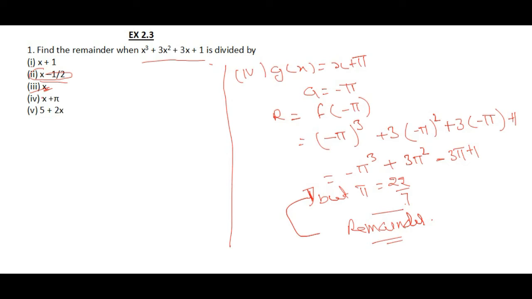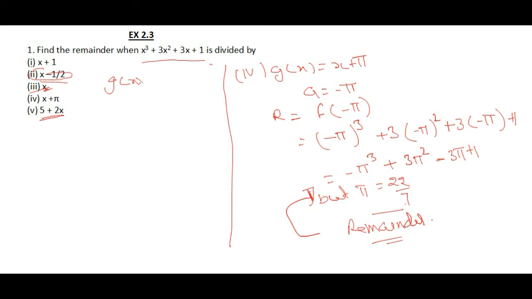Fifth case is different from the rest of the cases. Why is it different? Because in all the above four cases, we have the coefficient of x equal to 1. In the first case, we have 1. In the second case, we have 1. Third case, we have 1. And fourth case, also we have 1. But in the fifth case, the coefficient of this x is 2. So let's see how we will solve that.